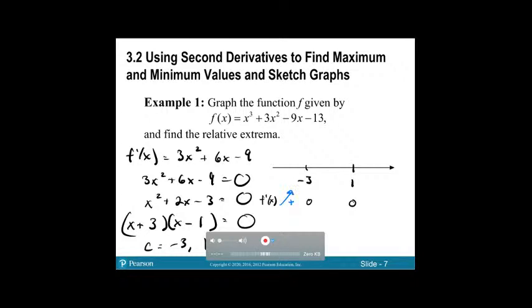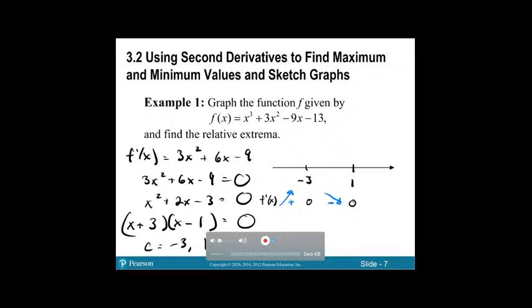Between negative 3 and 1, we can do 0. So if we plug in 0, the final result is going to be negative 3, which is negative, right? So the first derivative should be negative between here. That means our original function should be decreasing.